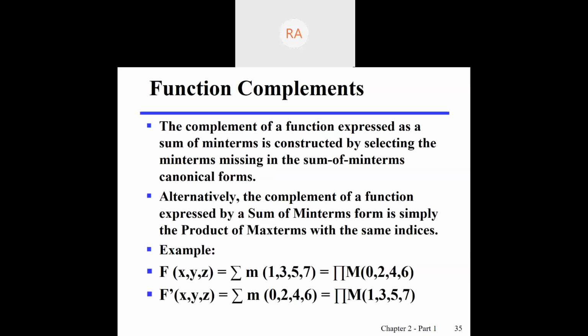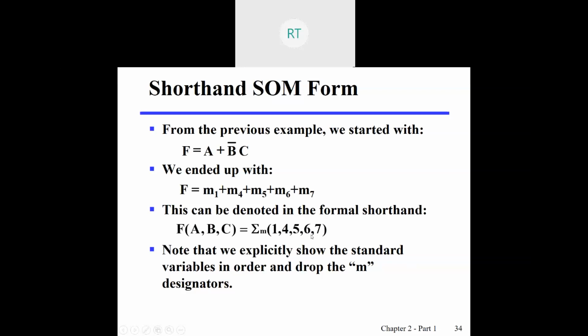Yes, please. Why didn't we write 0, 1, 2, 3? Which one? 1, 4, 5, 6, 7. We did 1, 4, 5, 6, 7. Yes. Why didn't we write 0, 2, and 3? Because they have output 0. You only list what has output 1.